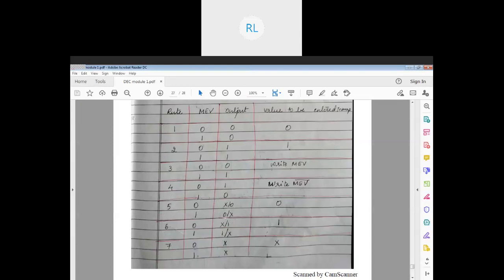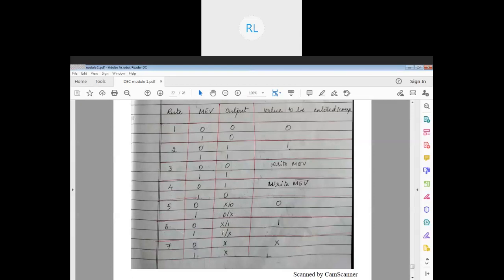Now here if I have 0, 1 and the output is a don't care or a 0, 0 or a don't care, since it's 0 at the output and the other is a don't care, I can totally consider it as 0. Now see the next case: 0, 1, don't care, 1, 1, don't care.